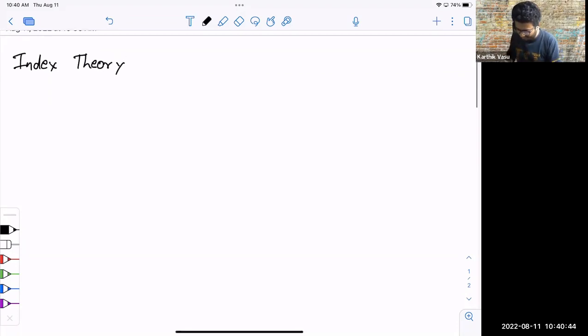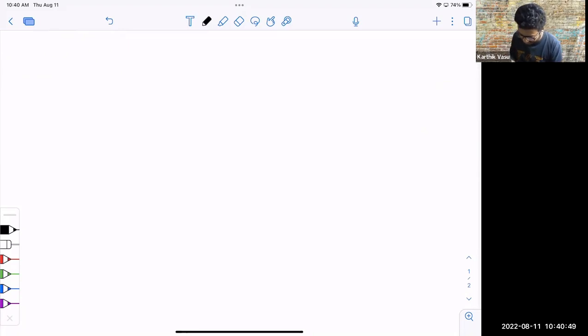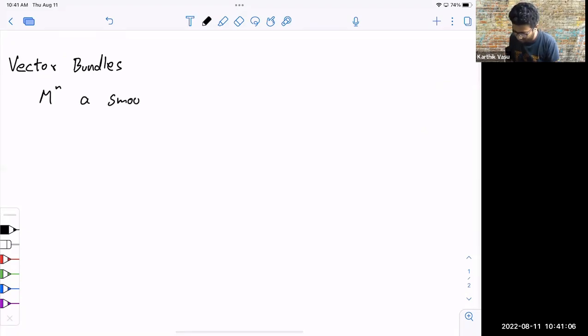Okay, before I get to index theory, there are a lot of things I have to first build up. So first, let's start by defining vector bundles. So what are vector bundles? Let's first start with a manifold M of dimension n, smooth. I'll always be doing smooth functions, smooth maps and everything here. Smooth, compact, and without boundary.